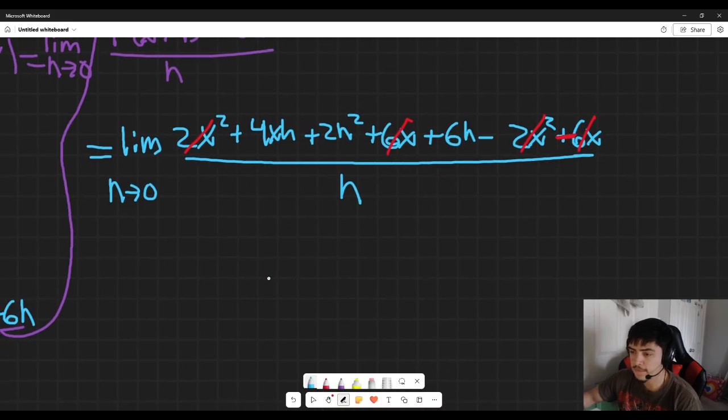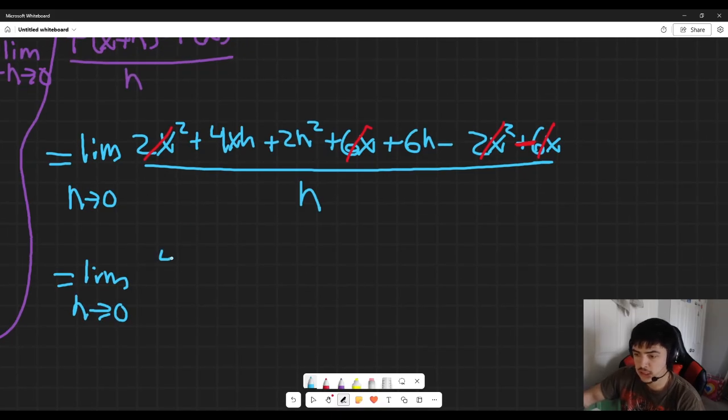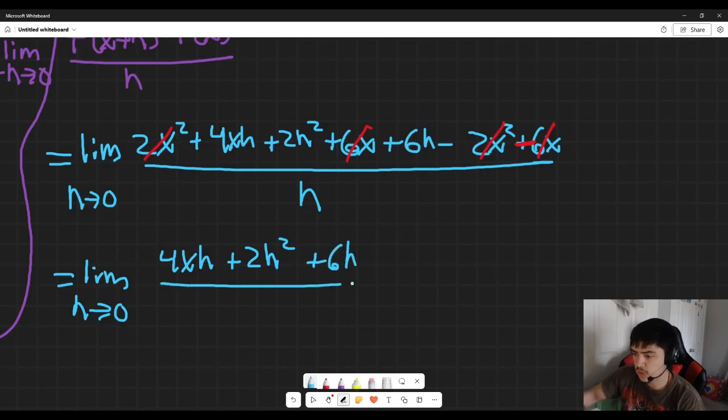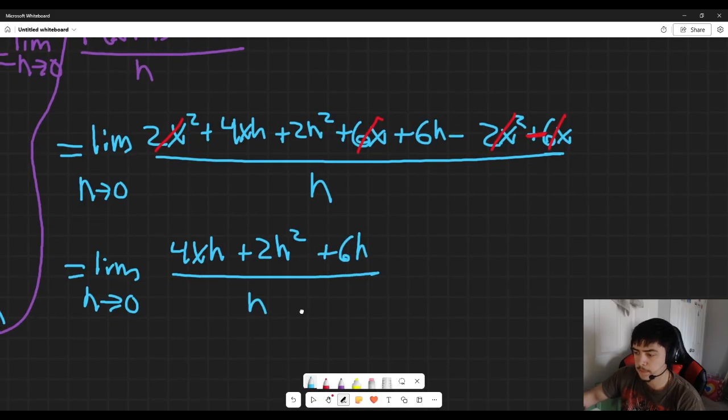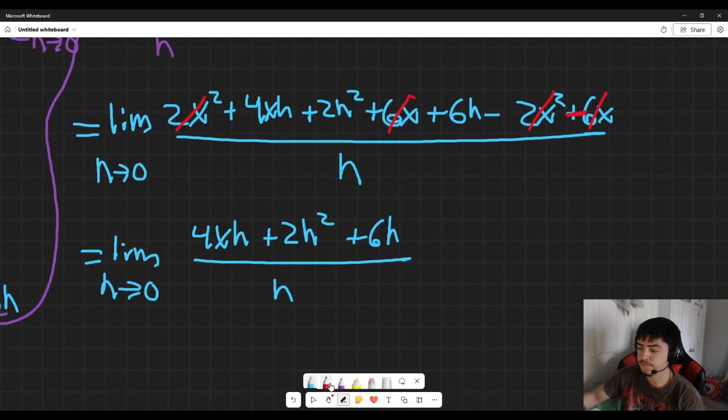So now, rewriting our limit with our remaining terms, the limit as h goes to 0 of just 4xh plus 2h squared plus 6h all over h. So now, look, we still can't take our limit, because if we were to plug in h, that means 0, into all of our h's, it would still be undefined. We'd have division by 0.